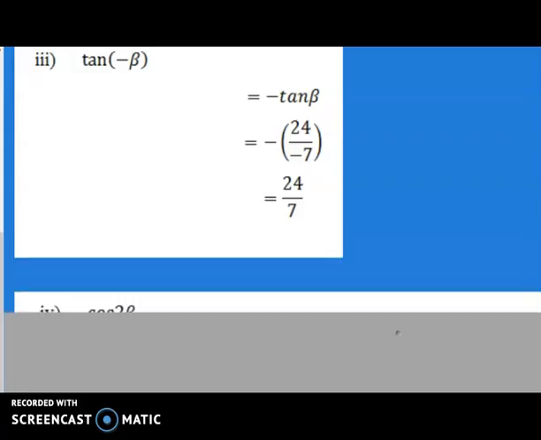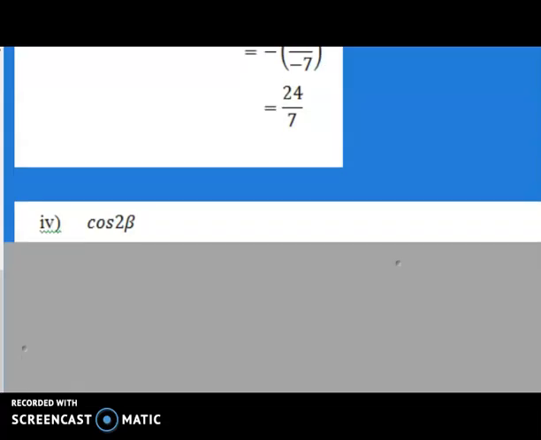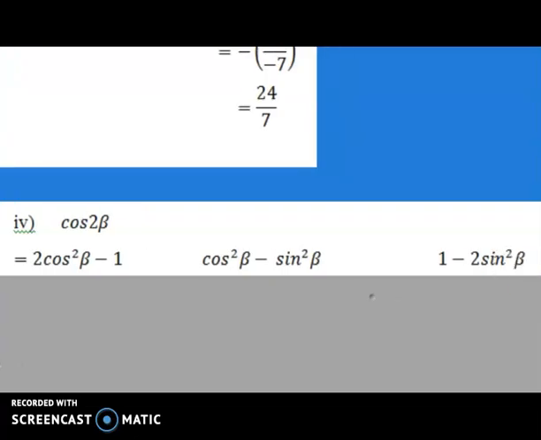Move along to the next sum. So we've got cos of a double angle. So cos 2 beta is equal to cos of beta plus beta, or I can say this is cos square beta minus sine square beta. I can say this is 2 cos square beta minus 1, or I can have 1 minus 2 sine square beta. I choose the one that works best for me. I need to choose. No one can choose it for me.